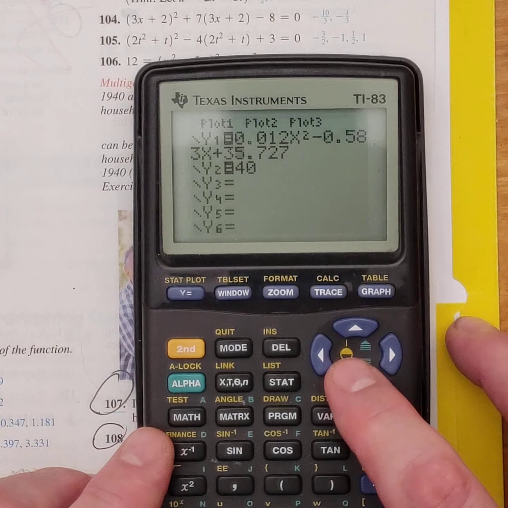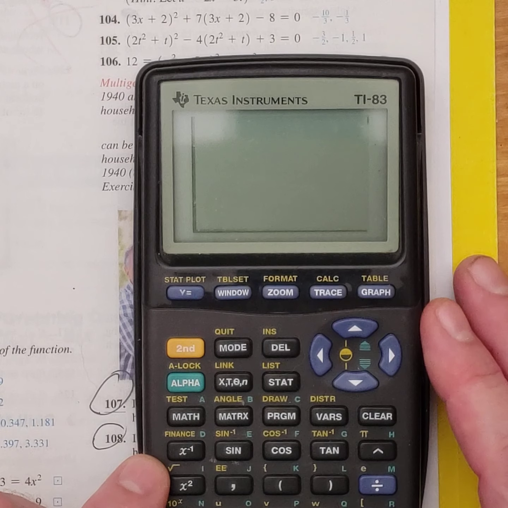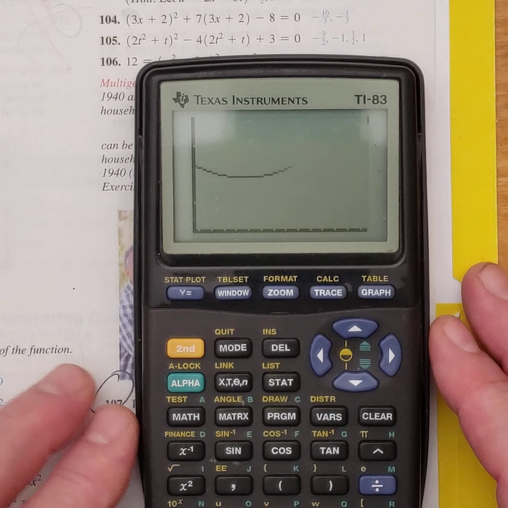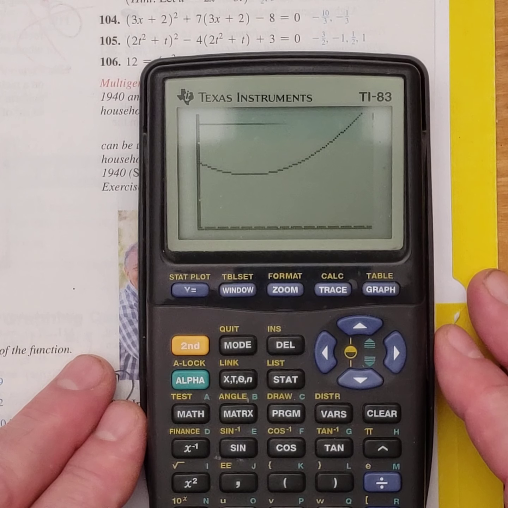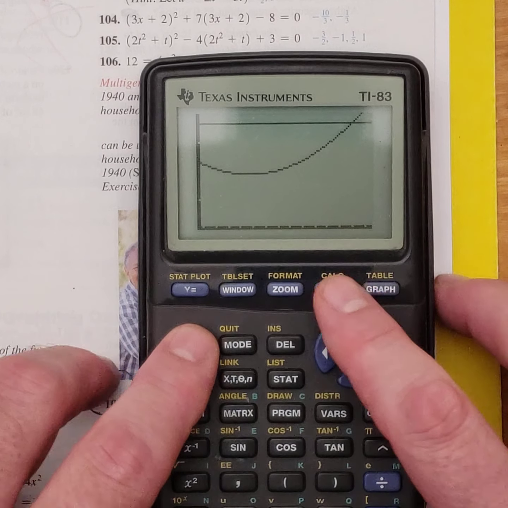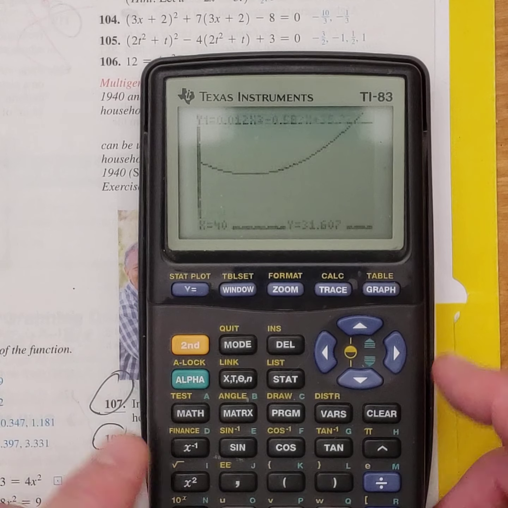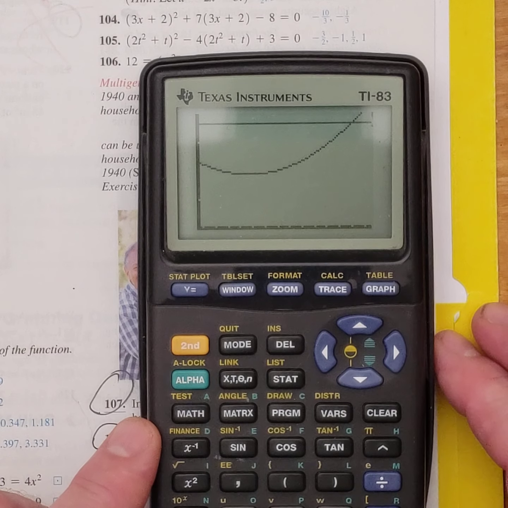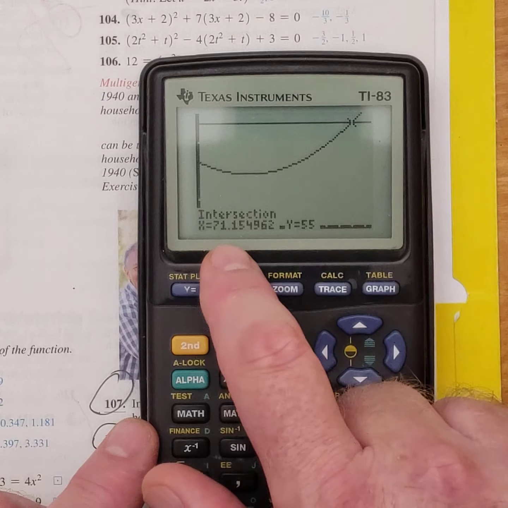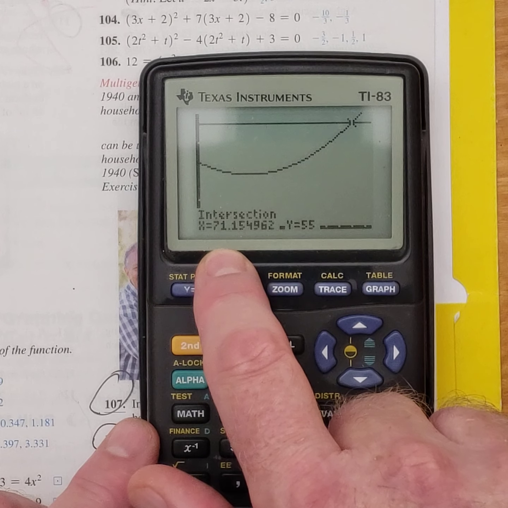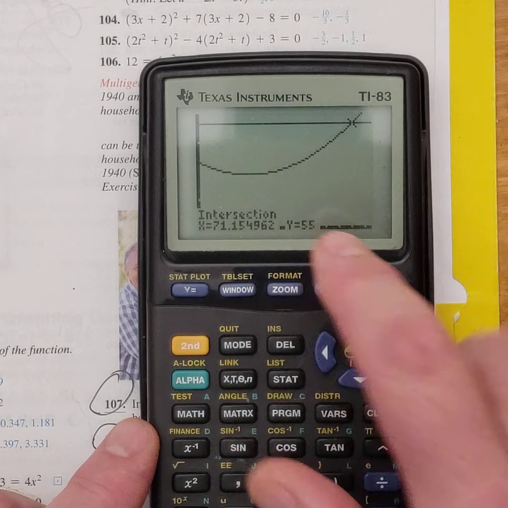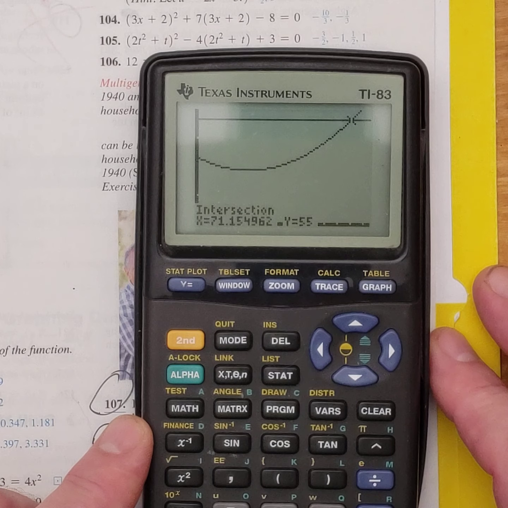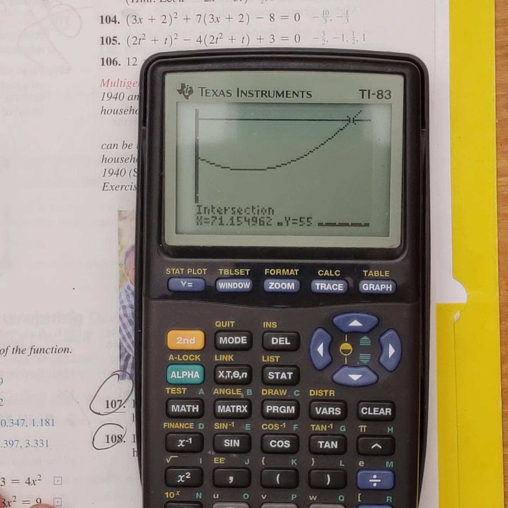For the second part, we're asked when it reaches 55, so just move that horizontal line to 55. I don't know why it has to redraw the whole thing, but it does. There we go. Second calc 5, enter, enter, enter. And it will give us our intersection point here that says 71 years after 1940. So that's 2011. That's when we reach 55 million households. Okay, that's all there is to it. I'll do one or two more of these to give you a little bit of variety, but those are all the steps that I'm going to expect of you in the word problems here.